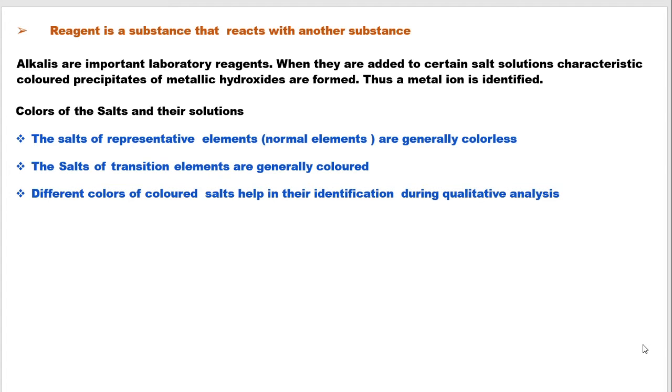So when these alkalis are added to certain salt solutions, which are formed by a cation and anion when an acid and base react, as discussed earlier in chapter 3, a characteristic colored precipitate of metallic hydroxides is formed. And by seeing the formation of the metallic hydroxide, the metal ions can be identified. So in this chapter, we will be discussing the identification of metal ions.